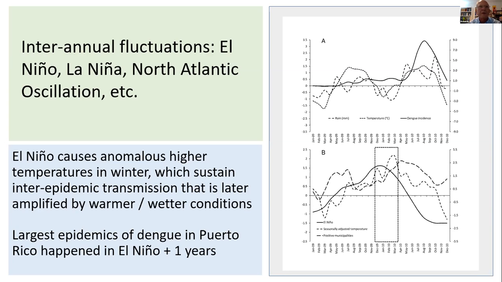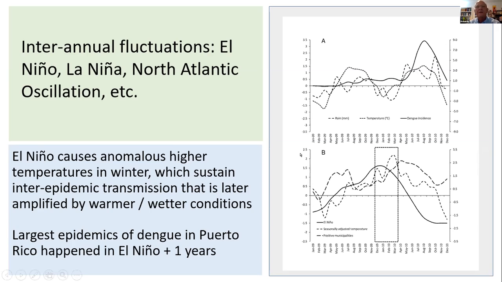And so in the Caribbean and in Puerto Rico, we have seen that El Nino causes anomalous higher temperatures in winter. And what that means is that you don't have the break that you usually have of a lower transmission and lower mosquito density. And I don't have time to go through all the details, but this can be anticipated.